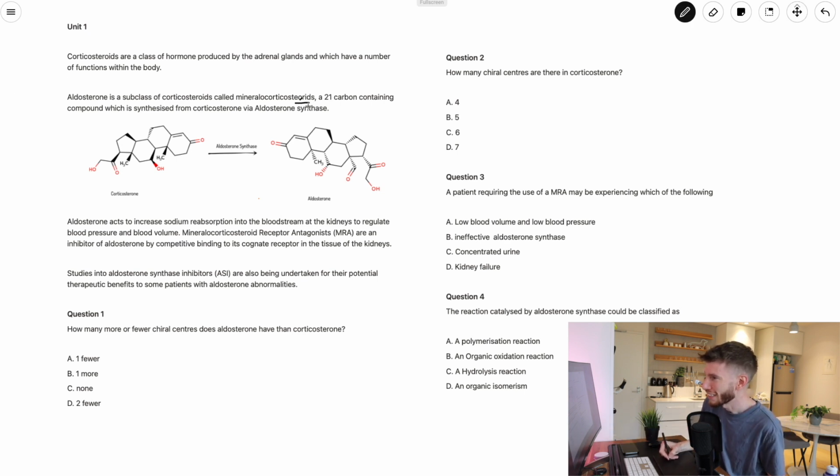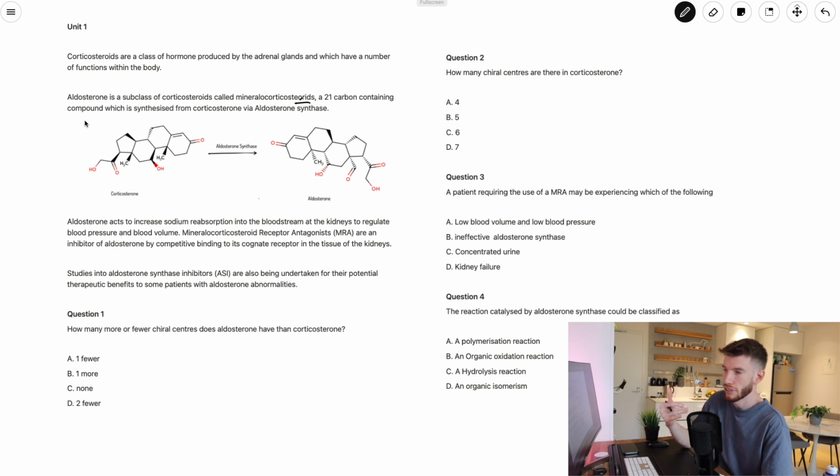Small little things, right? This is not going to matter, obviously, we know what that is, but look, ACER don't make typos, good on them. I'm going to try and do the same. So then a 21 carbon containing compound, which is synthesized from corticosterone via aldosterone synthase.